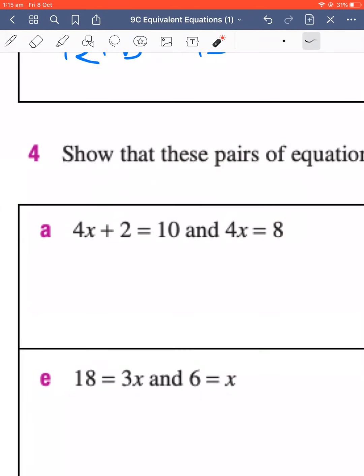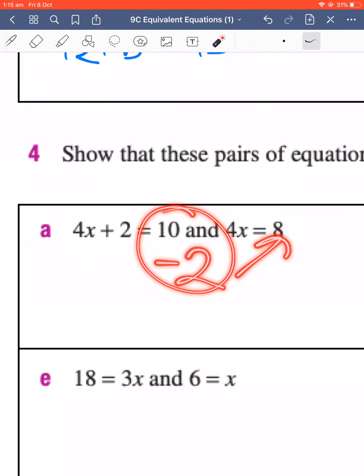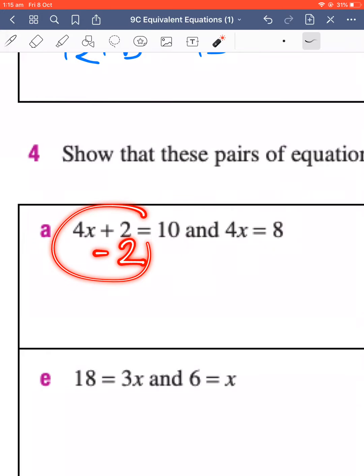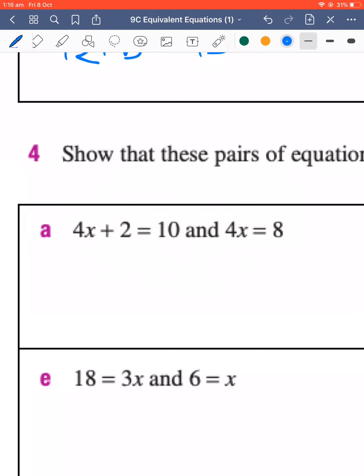So having a look, I've got 4x, that's in common, so I'm not doing anything to that. I have plus 2 here. I don't have it here, so how can I get rid of that? And I've got 10 over here. So having a look, the difference between the 8 and the 10 is actually 2. So if I minus 2 from 10, I can get 8. And if I minus 2 from this expression, I'll only get 4x. So that is my answer for this one. So my process for this is minus 2 from both sides.